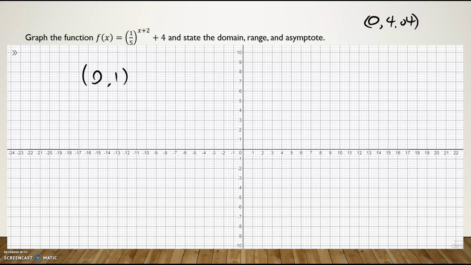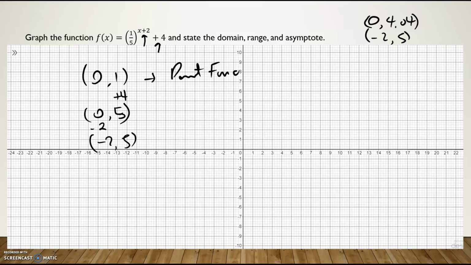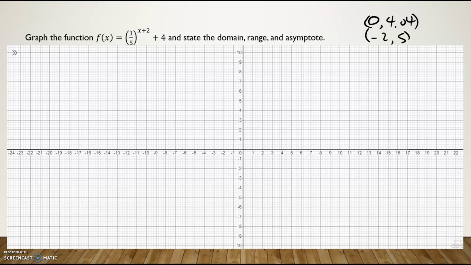So (0, 1), this is the parent function. Okay, we went up 4 units, so (0, 5), and then we went to the left by 2 units, so -2, so (-2, 5). Okay, so there's our 2 points right there. And then we've got a b that is 1/5, so b is between 0 and 1, so we have another decreasing function.